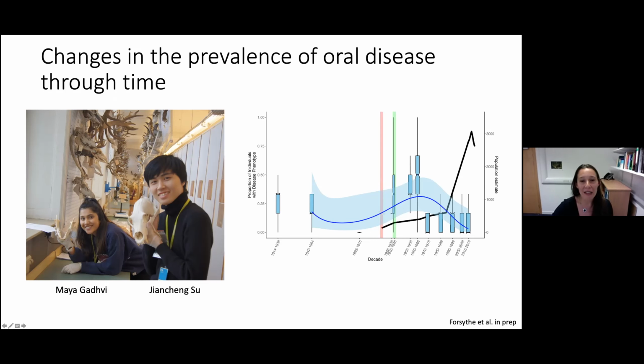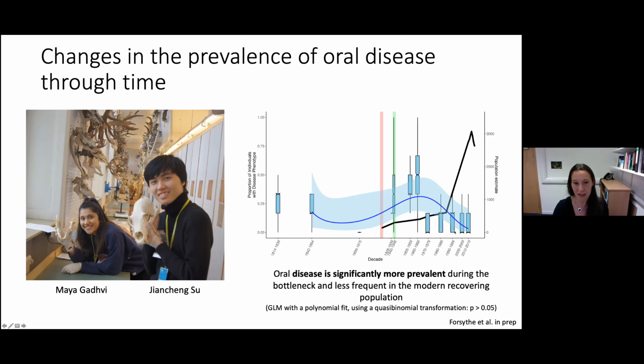And you can see that around the bottleneck here, sorry, the black line is the population of brown bears as far as we know it. And around the bottleneck, and following a few decades after the bottleneck, we see a high proportion of bear skulls showing presence of oral diseases. So as much as 50% of bears have been scored with having oral disease. And this proportion then declines as the population size increases.